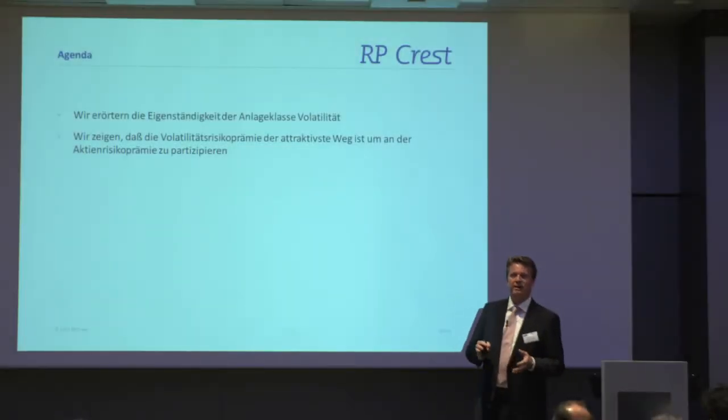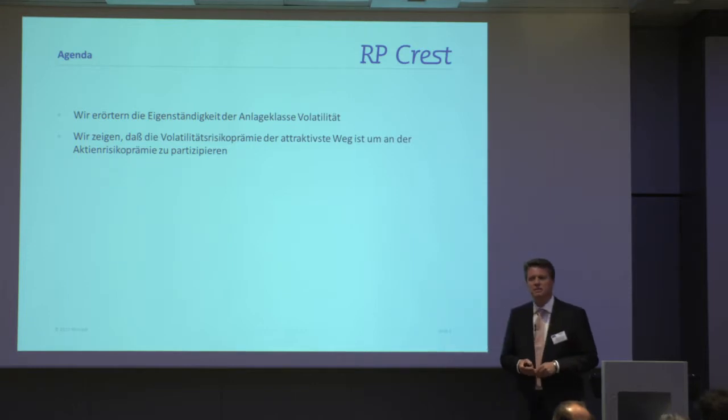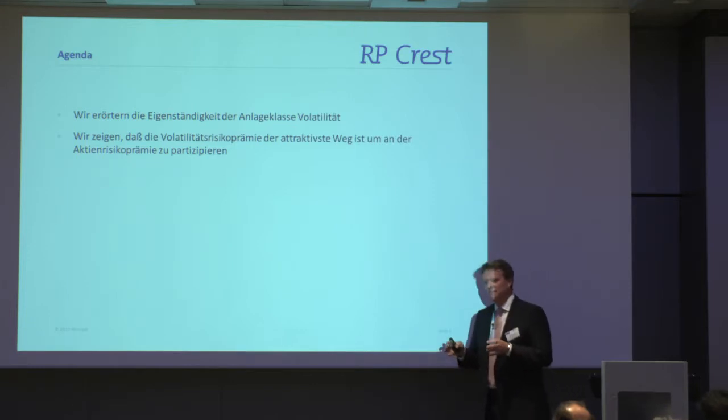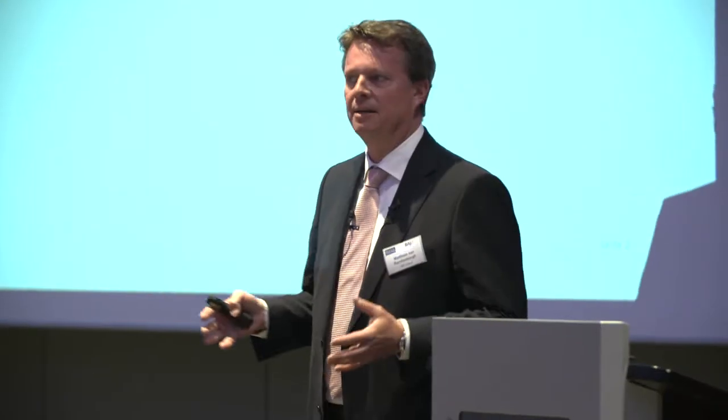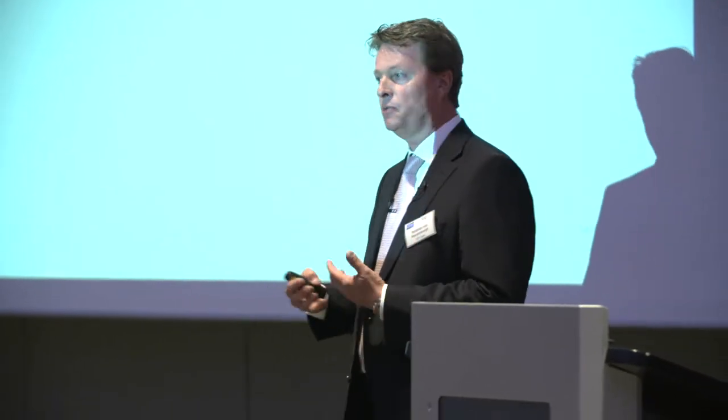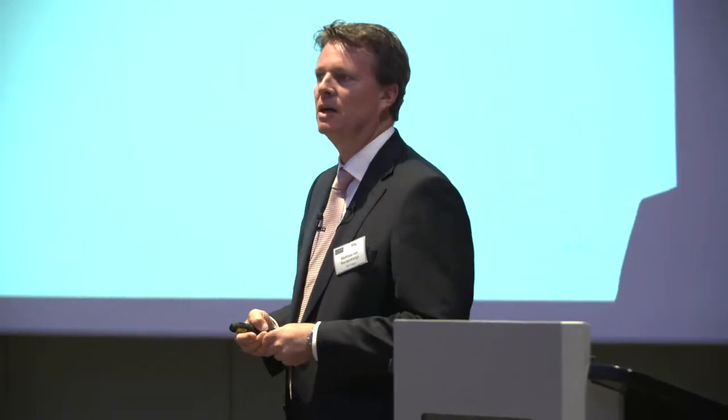My agenda is to develop two fairly important arguments. Firstly, we will examine the asset class volatility in the context of other traditional asset classes. What is it? Where does its return come from? How does it relate to other risk premiums that we are familiar with?